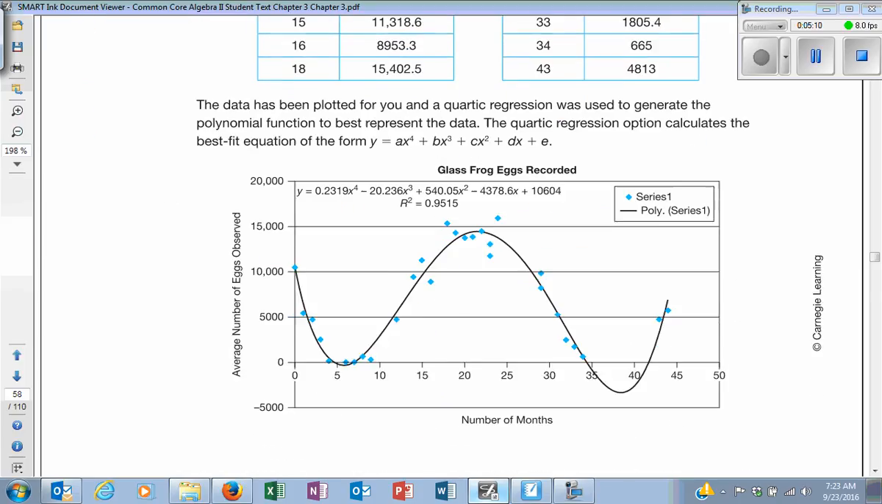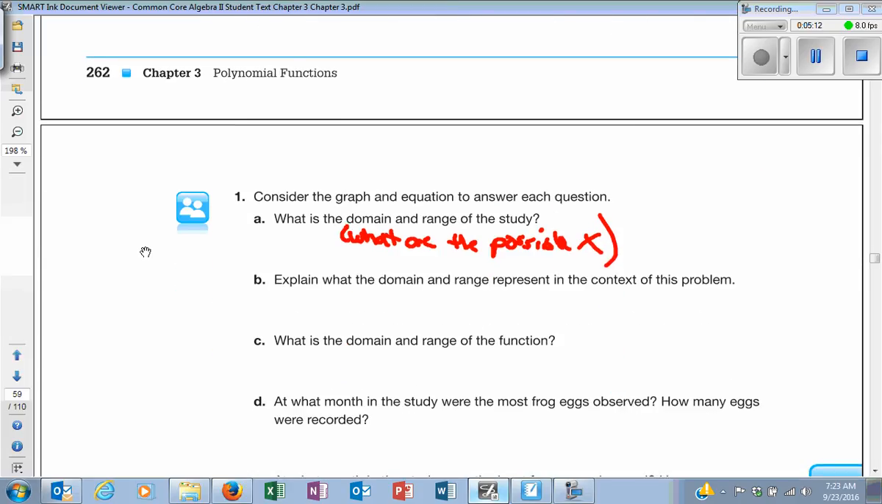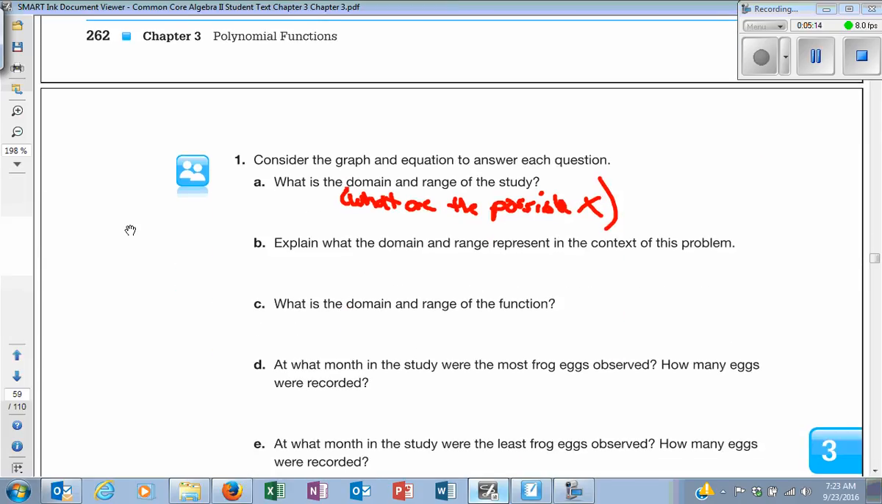Okay, so my domain, there's a couple different ways that we can write this. One way is to write it like this, where you say it goes from 0 to 43. Do you notice how I did these things that look like brackets? That's because it includes the number 0. Let's say it went all the way up to almost 0, but it didn't include 0.